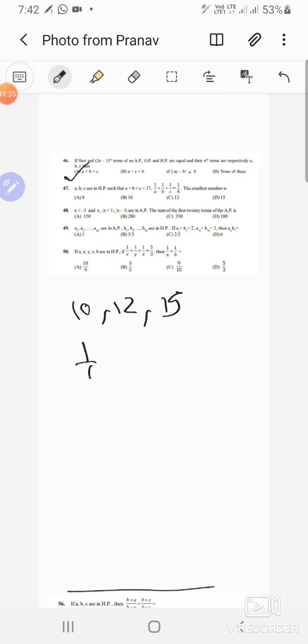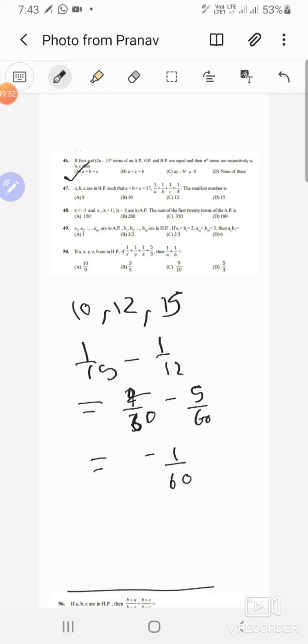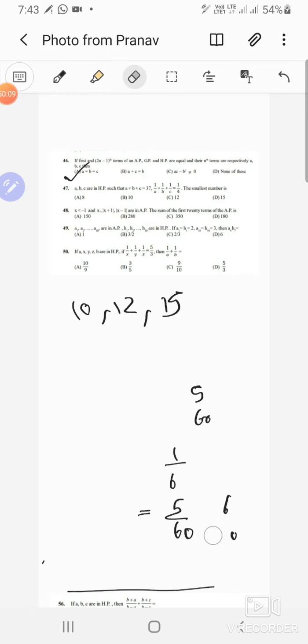Are these in harmonic progression? Let's just check that. So 1 upon 15 minus 1 upon 12. What's that going to be? That's going to be 2 upon 30 minus, what's this, 5 upon 60, I guess. So it's written as 4 upon 60 as well. Fine, so that is going to be minus 1 upon 60. Cool. And then 1 upon 12 minus 1 upon 10, what's that going to be? So just multiply by 5, that will give me 5 upon 60 minus 6 upon 60, which is minus 1 upon 60. So yes, these are in harmonic progression. So the smallest of them is 10. Easy.